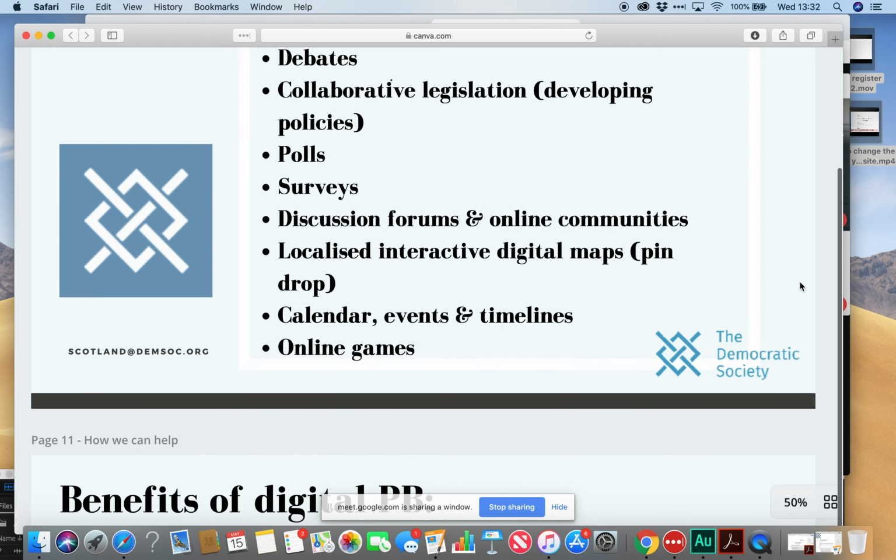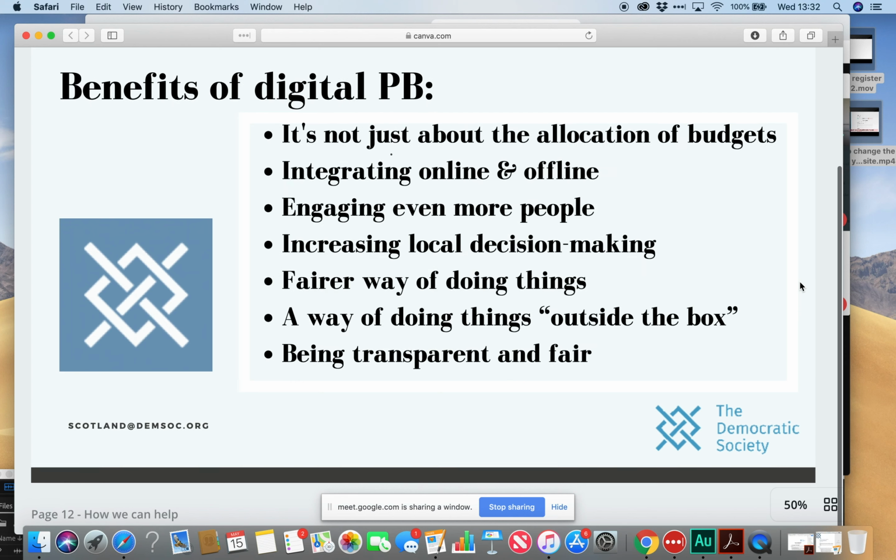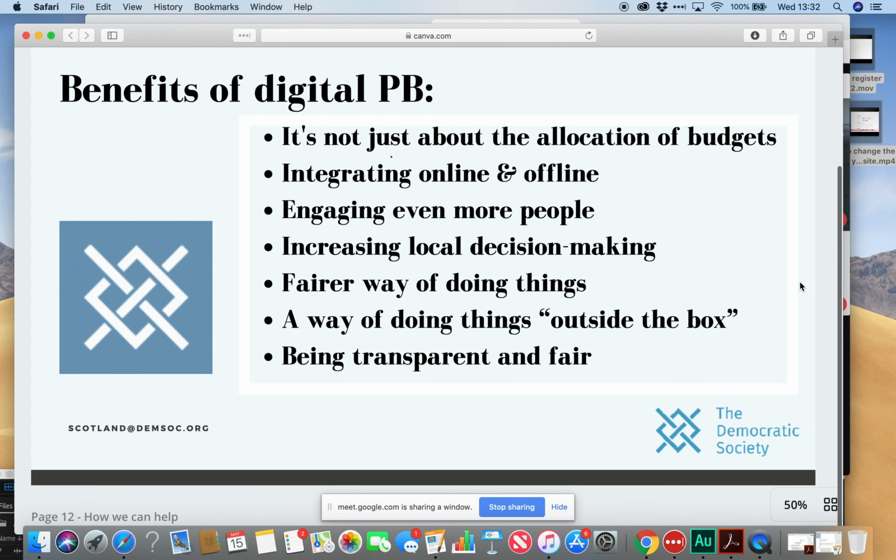So the benefits of digital PB, it's not just about the allocation of budgets, it's about integrating online and offline. So it's not just about the tool. You want to be able to have offline events or spaces where people can come together in person as well as online. It's about engaging even more people to your process. It's about increasing local decision making. It's arguably a fairer way of doing things, a way of doing things outside the box, and also being transparent and fair.